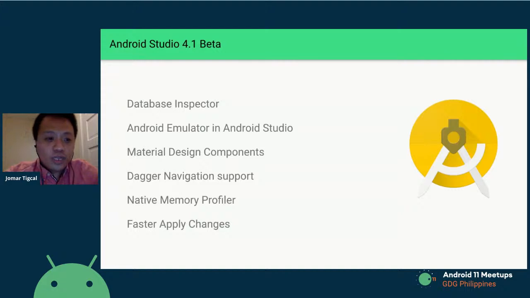So especially if you're using Room from Jetpack, and you can also now use the Android emulator in Android Studio, so you don't need to open another window just to check. So you just do everything in Android Studio, and if you create new projects with 4.1, it has been updated with the new Material Design components. So all those styles and themes will be there by default, and it's going to be updated.